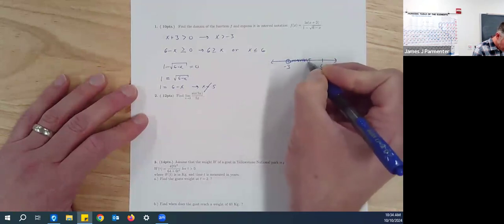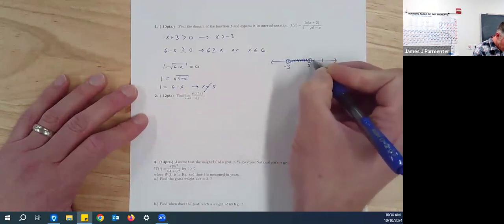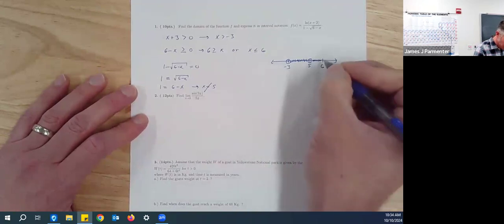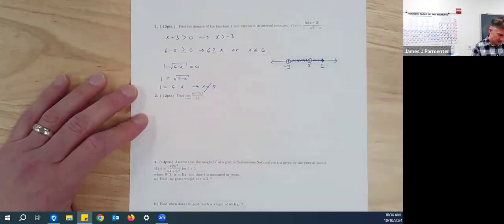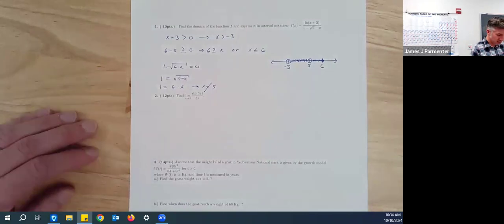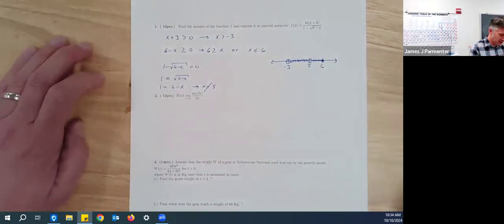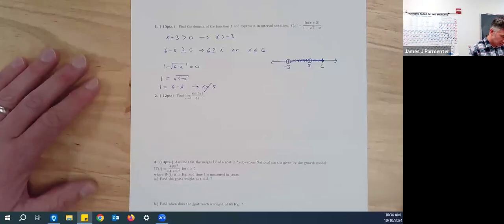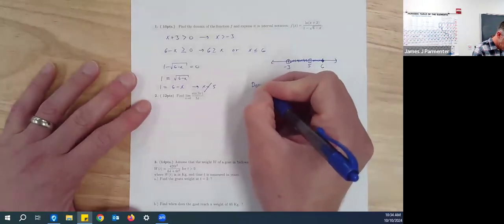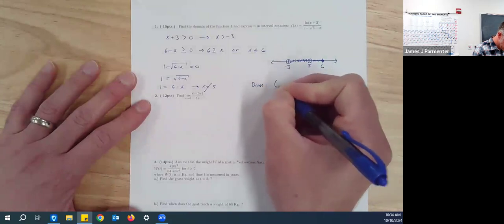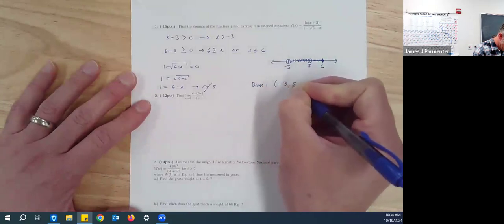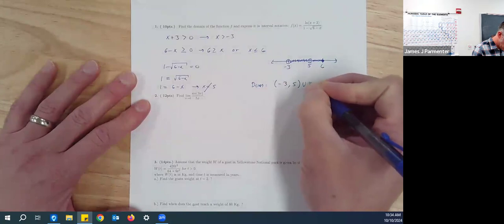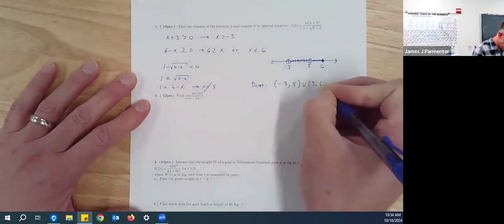I don't want 5. And I want to continue all the way up until being less than or equal to 6. So I don't want any numbers bigger than 6. 7 would be a problem. I don't want any numbers more negative than -3. -4 would be a problem. So my domain here is looking like parentheses -3 to 5 parentheses union 5 parentheses to 6 bracket.